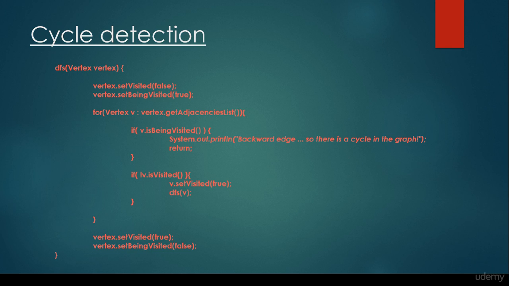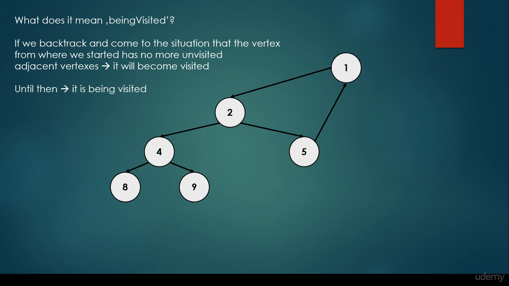But what's very important as far as cycle detection is concerned, is that if we visit a vertex while this v, so the neighbor, is being visited, then we know for certain that there's a backward edge. So there's a cycle in the graph, so we have to return. Okay, so let's see a concrete example.